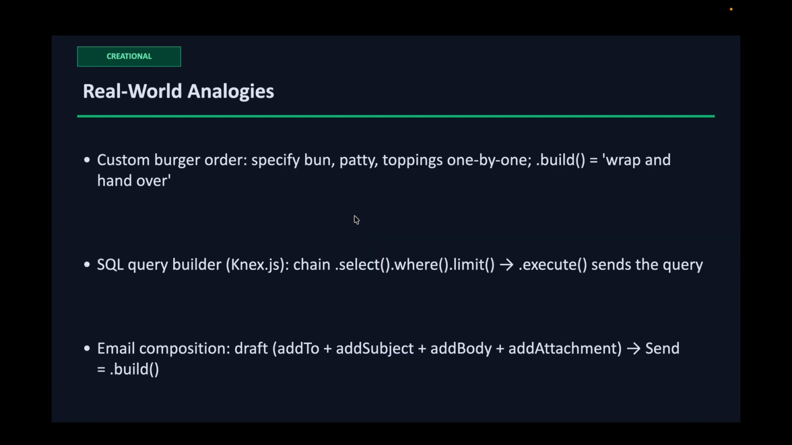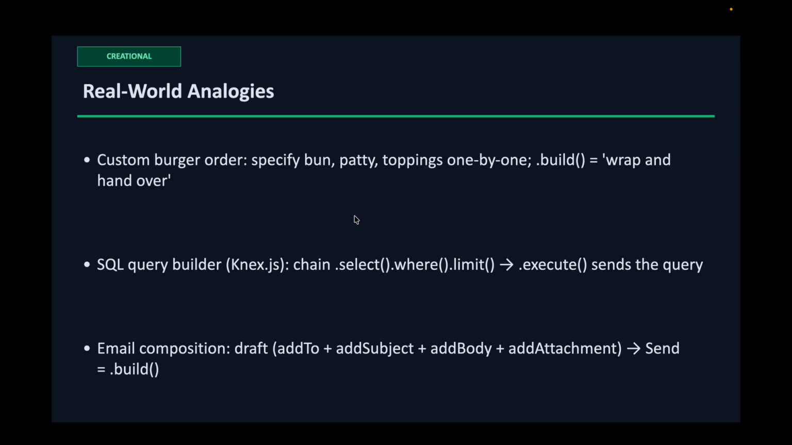Here are 3 analogies that might help the pattern make more sense. The first one is a custom burger order. You don't hand the kitchen a pre-assembled burger. You have to explain you want this kind of bun, this patty, this sauce, these toppings one by one. The kitchen, the builder, will assemble them step by step. And the build method is when the kitchen wraps it up and hands it over to you. Until then, it's just a configuration and process.